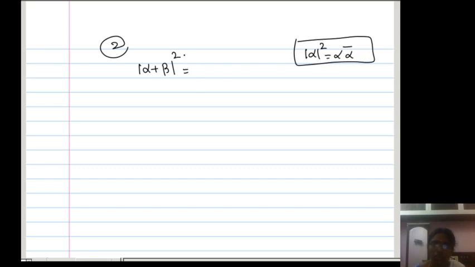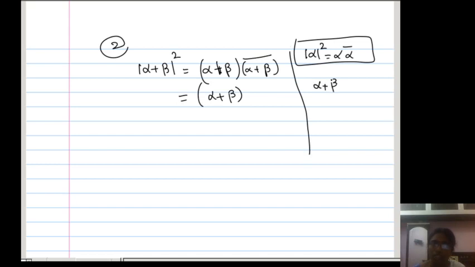By using this theorem, I am writing |α|², but instead of α, you have here α+β. Shall I write (α+β) into the conjugate of (α+β)? Yes. Okay, next (α+β) into, again I am applying one more property: the conjugate of (α+β) is equal to, as we discussed in the previous session, ᾱ + β̄. By that property I am writing ᾱ + β̄, both are equal.